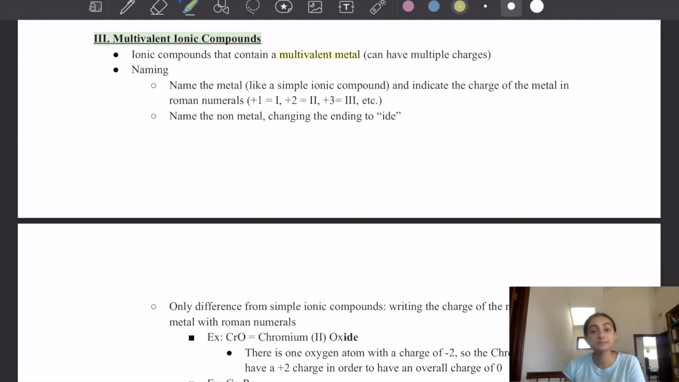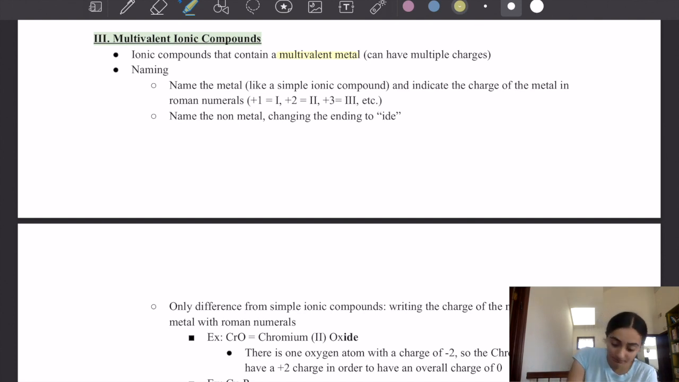Because like we learned with simple ionic compounds, the charge of the metal will impact how many atoms of the nonmetal element we will need, because ultimately the overall charge needs to be neutral. So it is very important that with multivalent elements, when you're using them in an ionic compound, you indicate which version of the element you're going to use, because the charges change. So let's get into how we're going to name it.